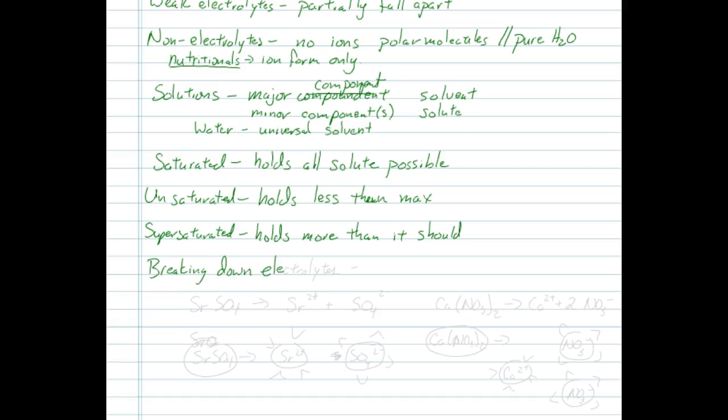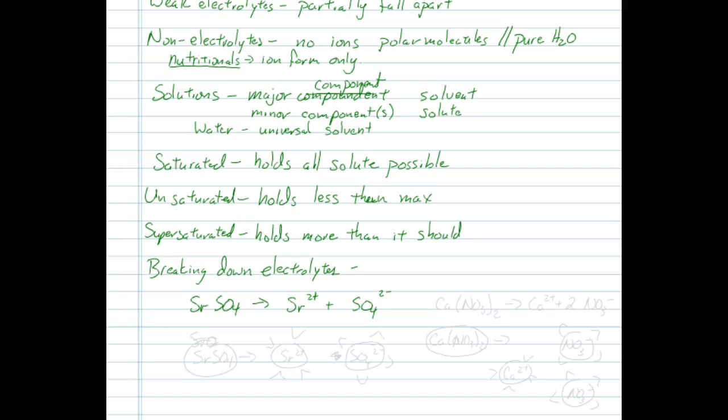Now let's break down electrolytes. Suppose you have a chemical, let's say SrSO4. It's a solid, and it's going to ionize. That means Sr2+, because the charge on strontium on your periodic table is 2+, and SO4 2-. It's not four SOs, because it's a polyatomic ion that counts as one of those things.